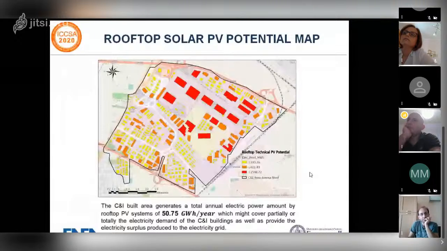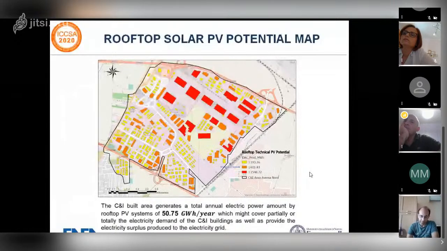The amount of power that solar PV panels can produce depends not only on the solar radiation, but also on the solar PV panels' efficiency and the installation's performance ratio. So combining these two factors with the solar radiation layer, the rooftop technical PV potential for each suitable rooftop is calculated, as shown in this map. And here in this table, we can read the results.